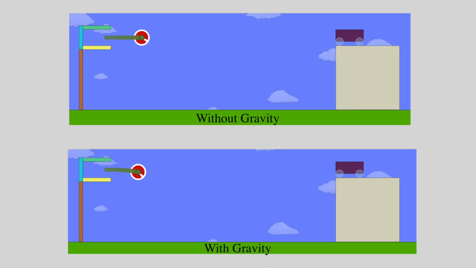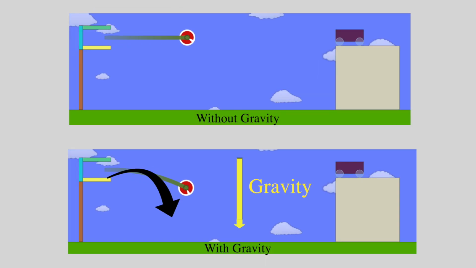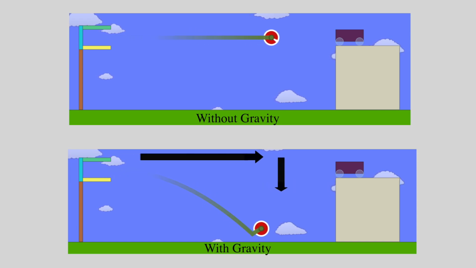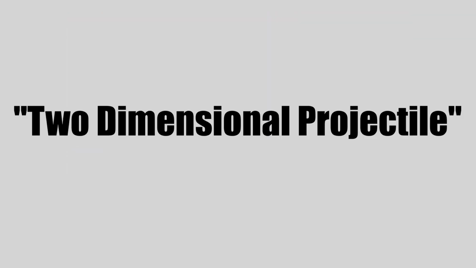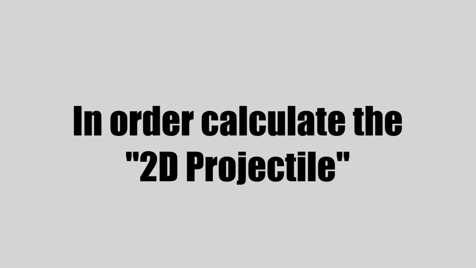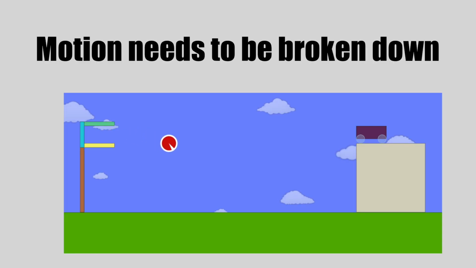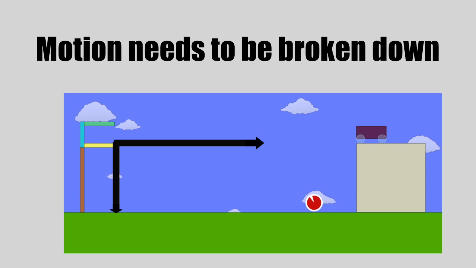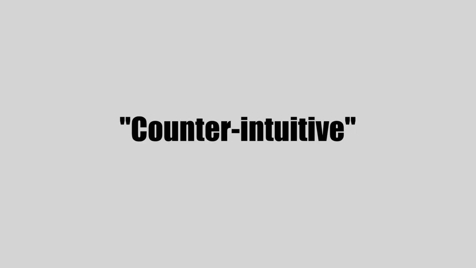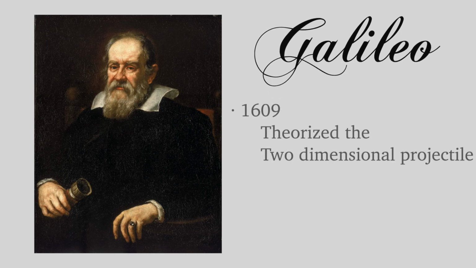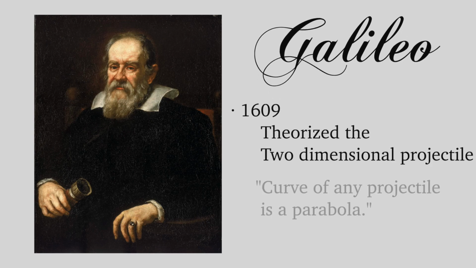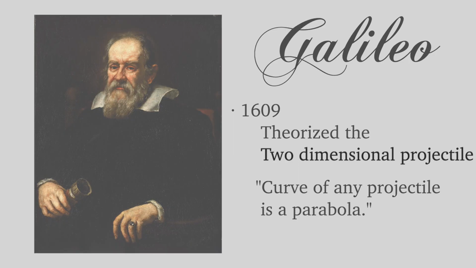If the circle is affected by gravity, then the circle will travel parabolically, which means while the circle is moving forward, it's also moving downwards, and this process is known as two-dimensional projectile motion. In order to calculate two-dimensional projectile motion, the circle's motion needs to be broken down into vertical and horizontal components. This may sound a little bit counterintuitive, but Galileo discovered it a long time ago. He even took this revolutionary insight further and concluded that the curve of any projectile is a parabola.